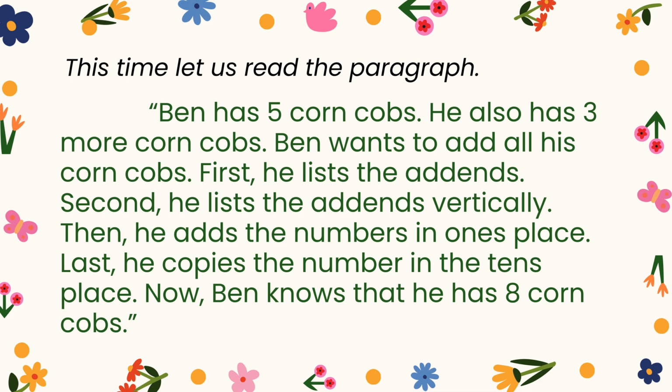This time let us read the paragraph. Ben has 5 corn cobs. He also has 3 more corn cobs. Ben wants to add all his corn cobs. First, he lists the addends. Second, he lists the addends vertically. Then, he adds the numbers in ones place. Last, he copies the number in the tens place. Now, Ben knows that he has 8 corn cobs.